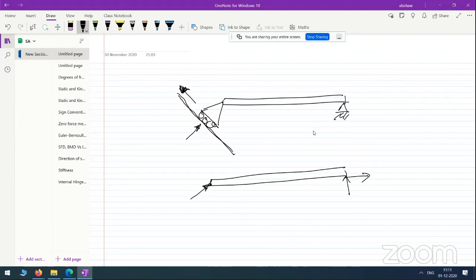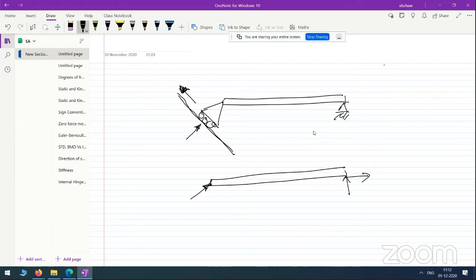One question asked is why do we have the factor half in the strain energy expression? I have some questions which I'll be discussing anyway, and parallelly, whatever questions I see in the chat box, I'll try to address them as well.